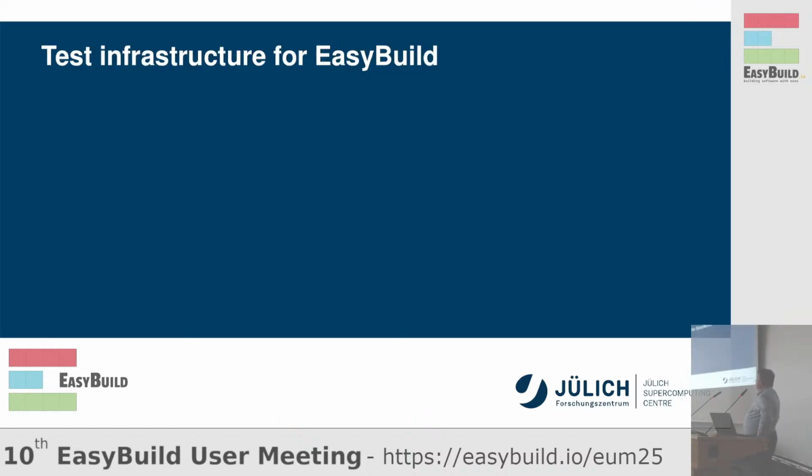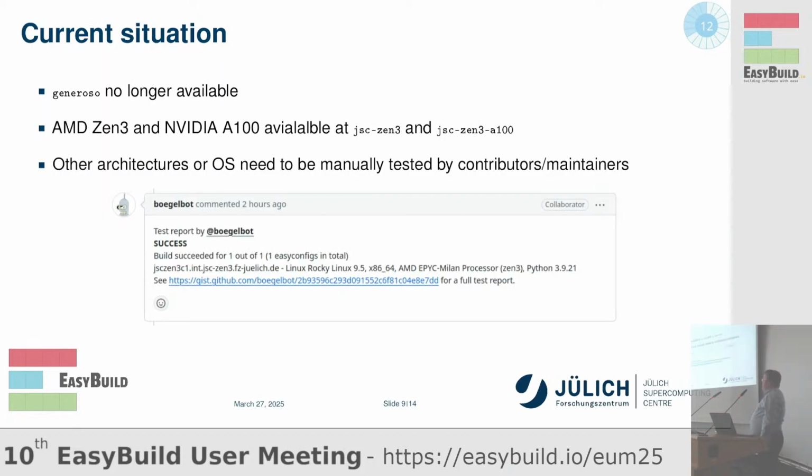Okay. Now let's come to the test infrastructure that we use for EasyBuild. As some of you might have noticed, Generoso is no longer available. We had that for quite a long time and we used that, but it's now offline, and currently we have the AMD-based runners, which are JSeason3 and JSeason.